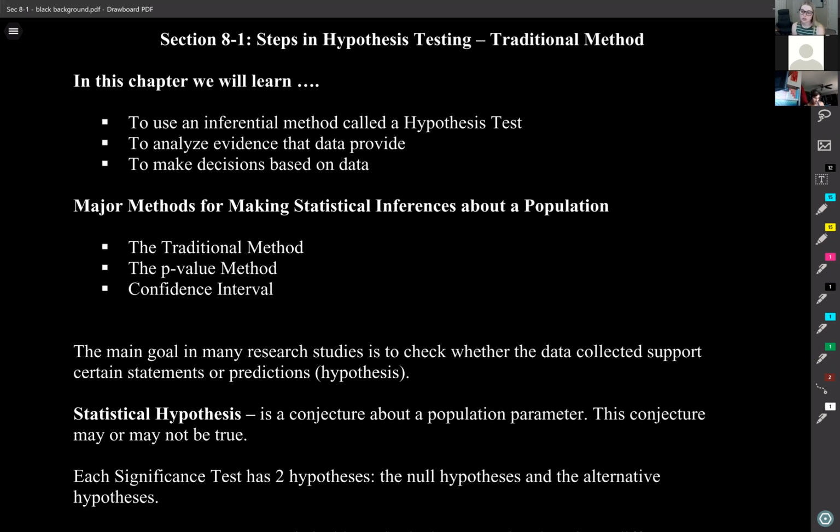The first one is the traditional method, which is what we're going to go into today. Basically, that's what we'll spend all of today doing. And then the p-value method, which is going to be discussed in Monday's lecture video. And then the confidence interval method, I don't think we even actually do. I think we cut that out for the summer class. I could be wrong, but I'm pretty sure I'm skipping that section.